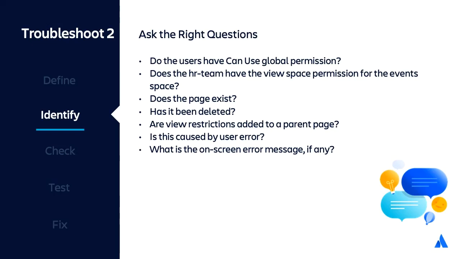Were they trying to access the instance from outside a company firewall? Is the page in question a child page of a page with restrictions applied to it? Critically, you should confirm the details of any on-screen error messages that they receive when they try to access the page. Reporting they can't access a page could mean a number of things. The message may include, for example, a link to request access. If so, then this is a different problem than page not found.